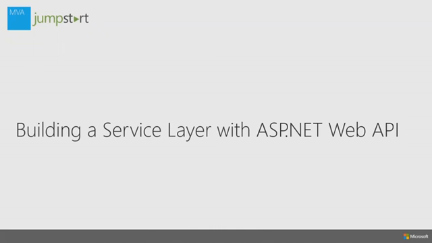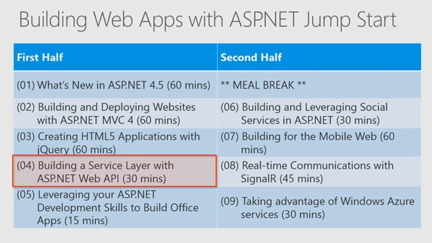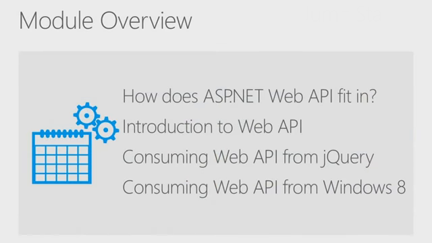Okay, so let's dig into building a service layer with ASP.NET Web API. We are on Module 4. Here's what we're going to be talking about: first of all, how ASP.NET Web API fits into the whole ASP.NET and web forms and MVC and all that. And then we're going to look at consuming a web API, first using jQuery in a web application, and then using a Windows 8 client.